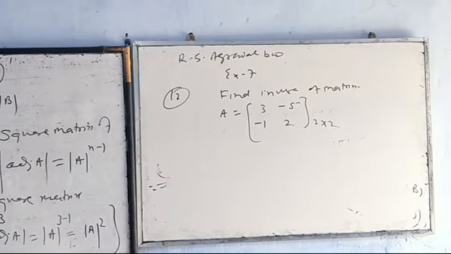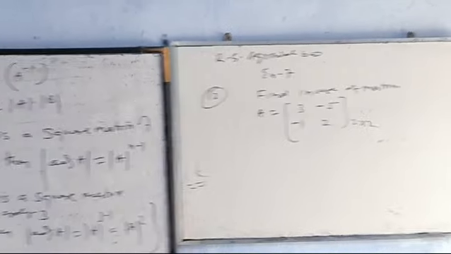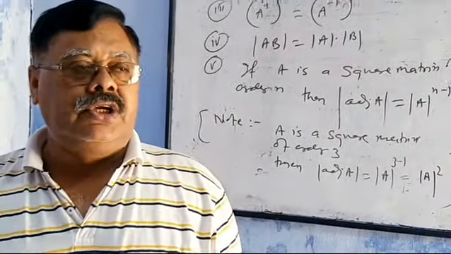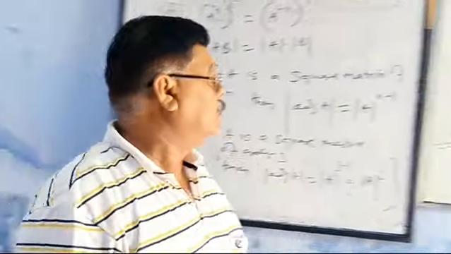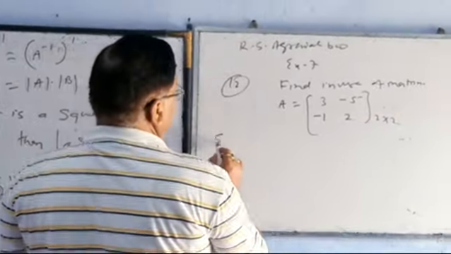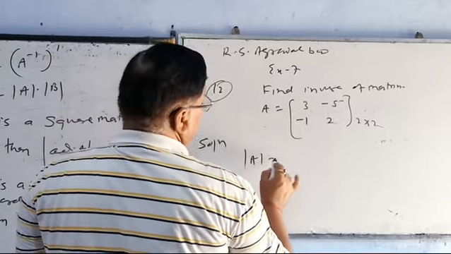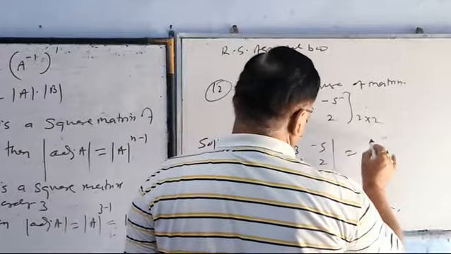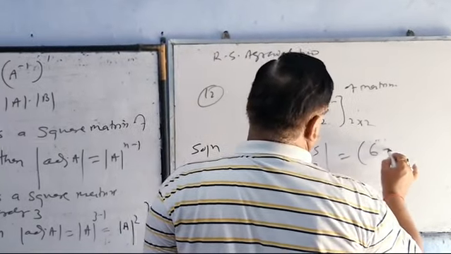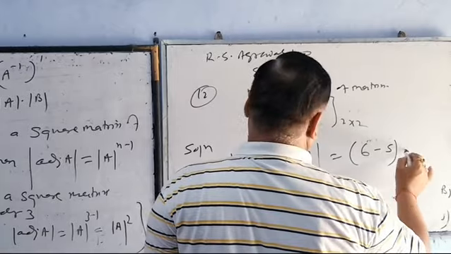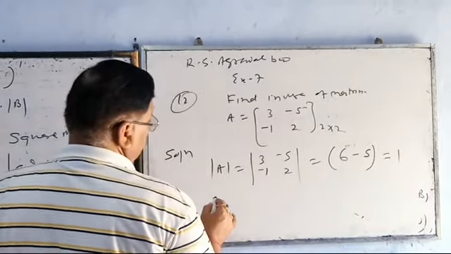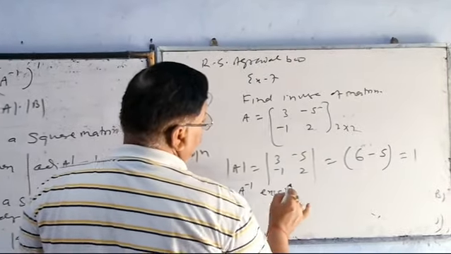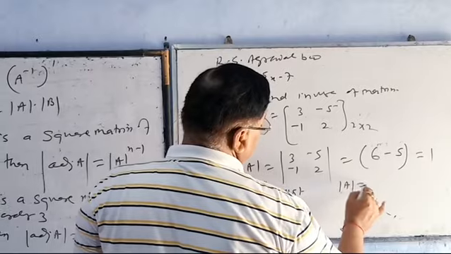First of all, we will find the determinant of this. If its determinant is not equal to 0, then it will be non-singular and its inverse exists. So solution: first find determinant of A, 3 times 2 minus minus 1 times minus 5, so 6 minus 5, so 1. So A inverse exists because determinant is not equal to 0.